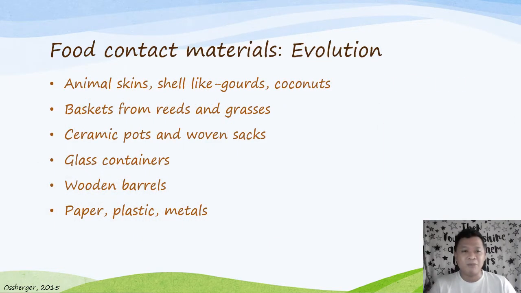Mula pa nung sinaunang panahon na natuto mag-process ng food ang mga tao ay gumagamit na sila unknowingly ng food contact surfaces. Whether this be animal skin, yung mga lalagyan na shells or even coconuts, no? Mga bato, baskets, pots, ceramics, mga simple woven sacks, meron ding mga glass container and even the wooden barrels or wooden chopping blocks, wooden surfaces. And lately, of course, we have even paper, plastic, and metals.